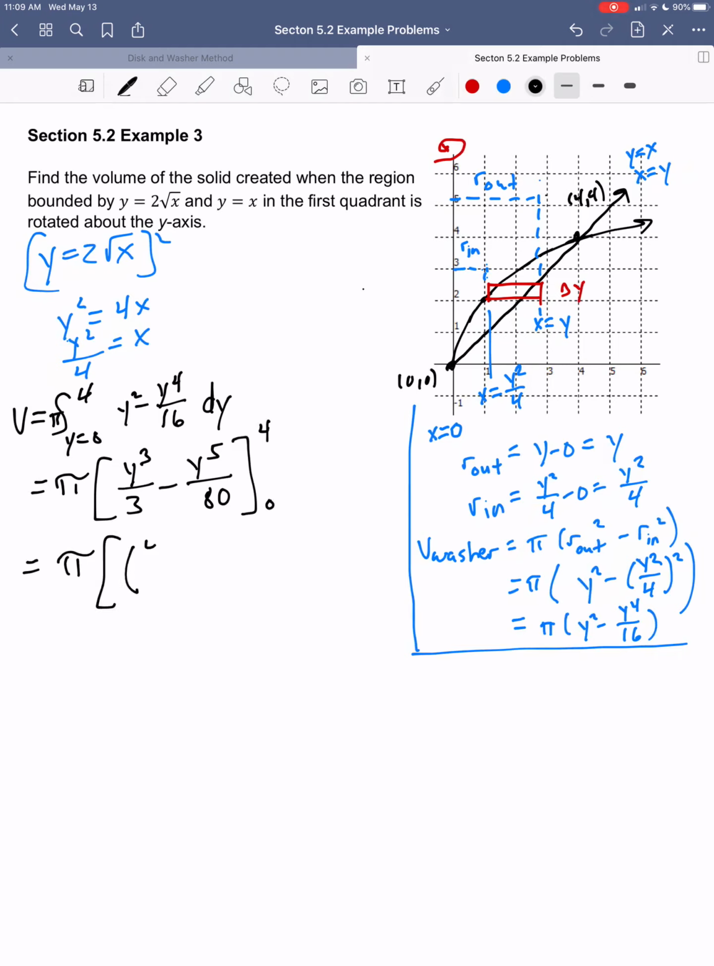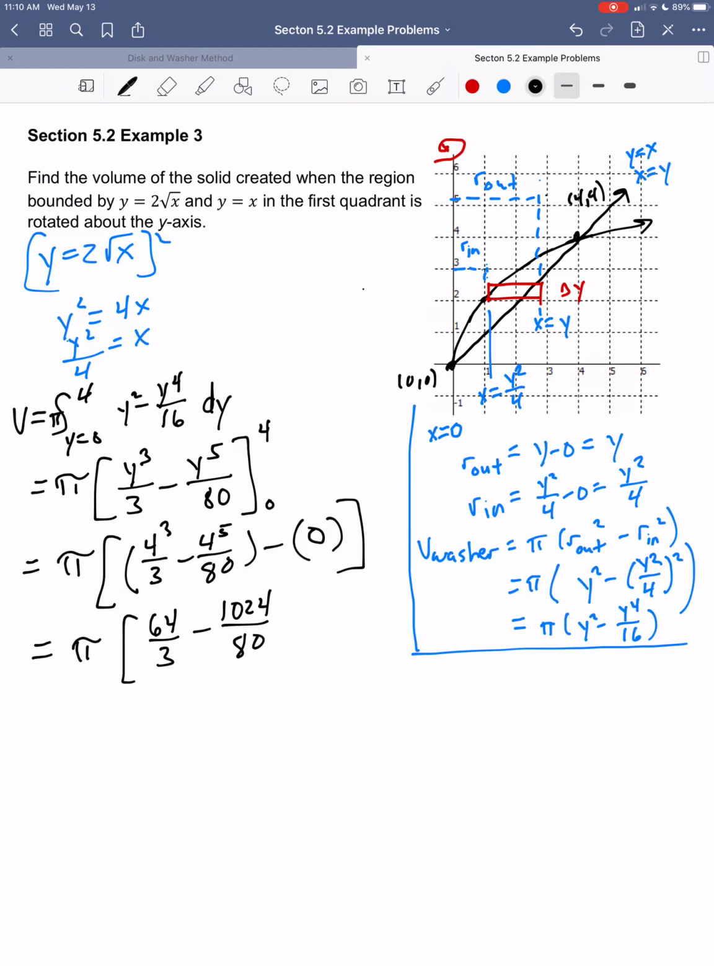So I plug in 4 cubed over 3 minus 4 to the 5th over 80. And then I plug in 0. 0 cubed over 3 is 0. 0 to the 5th over 80 is 0. So I don't really have to worry about that lower limit. 4 cubed is 64. 4 to the 5th is 1024. You can use your calculator, of course.